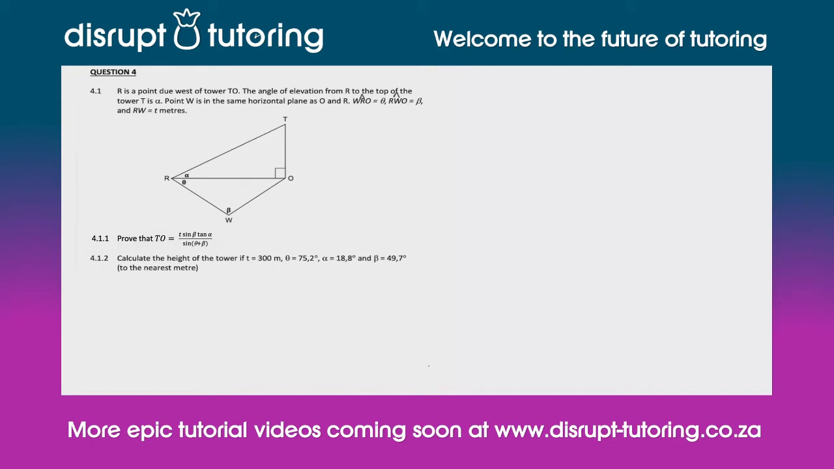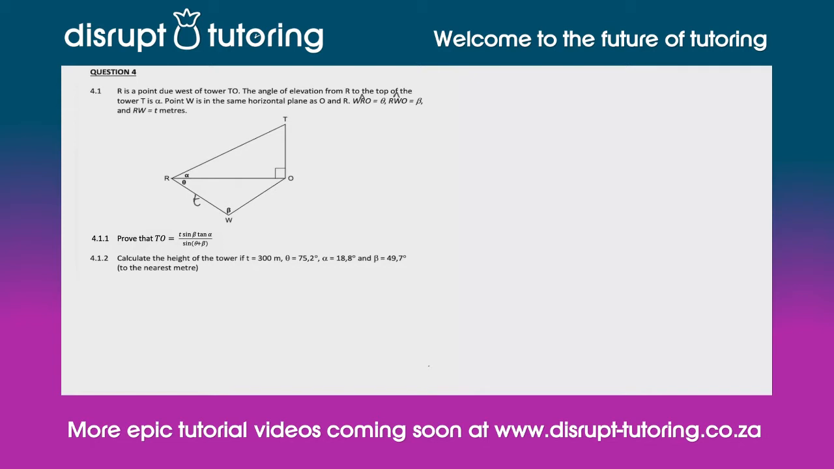So R is a point due west of tower TO. The angle of elevation from R to the top of the tower T is alpha. Point W is in the same horizontal plane as O and R, and angle WRO equals theta and angle RWO equals beta. RW equals t meters. So let's just fill that in. T is our RW.